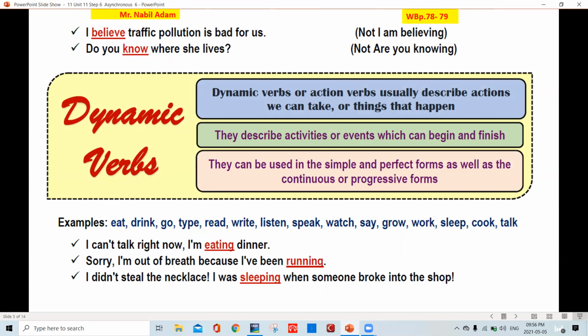Sorry, I'm out of breath because I've been running. So talking about what? About a continuous action in the past. I didn't steal the necklace. I was sleeping when someone broke into the shop. So dynamic verbs can be used in different simple, perfect or continuous tenses.